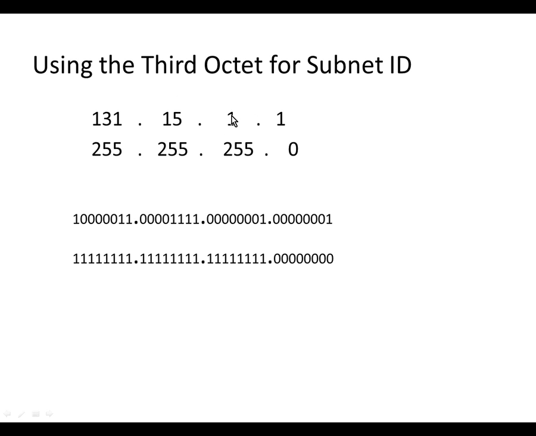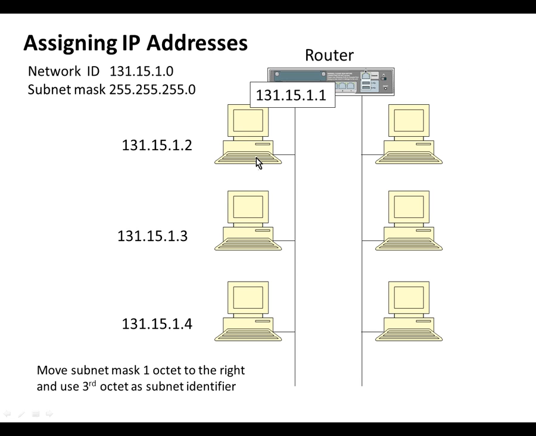So here's what it would look like in production. To the left, we have our original network, which is 131.15, and the workstations are .2, .3, .4. But notice we have used the third octet to identify this network as subnet 1. What we have done on every computer here is we've pushed the subnet mask over one octet to indicate that that third octet is used for subnet identifier.